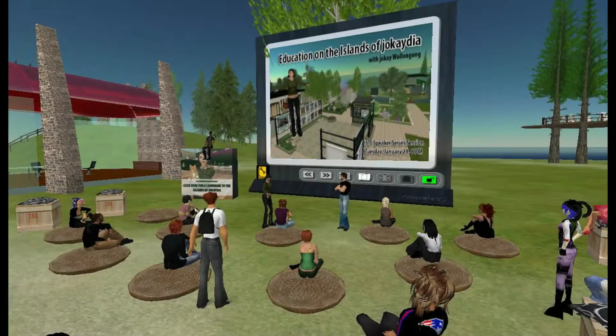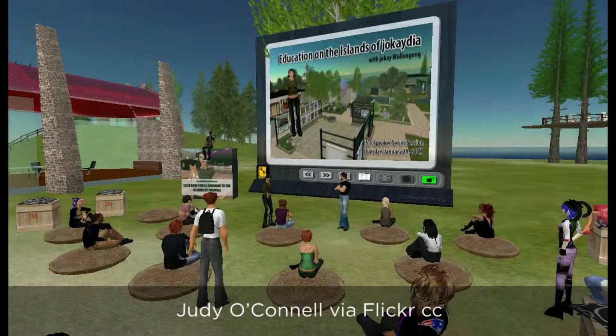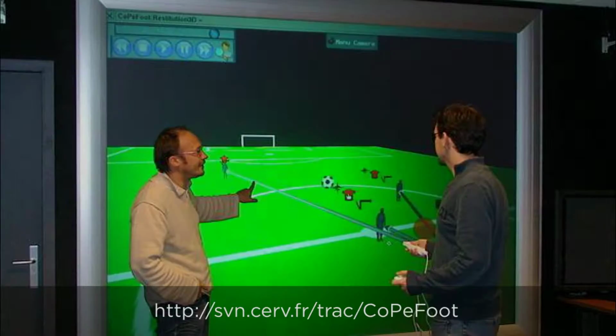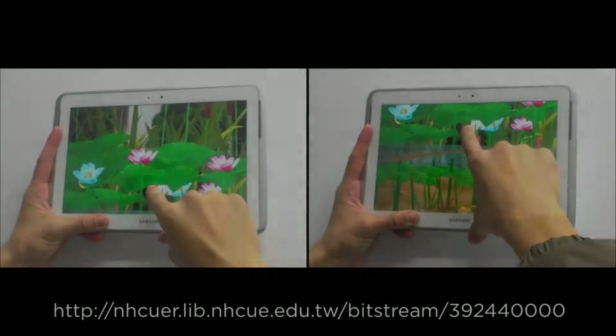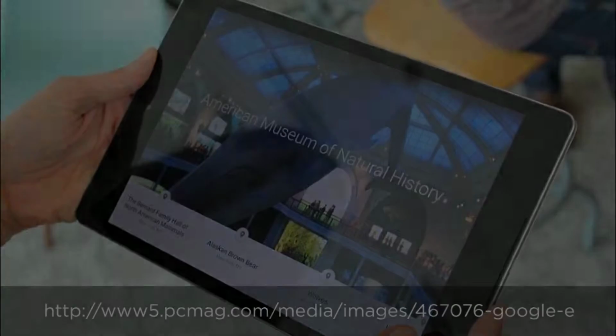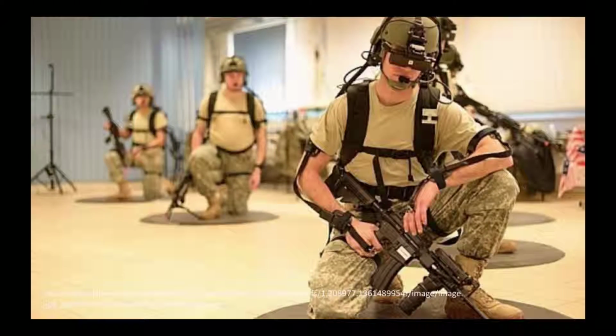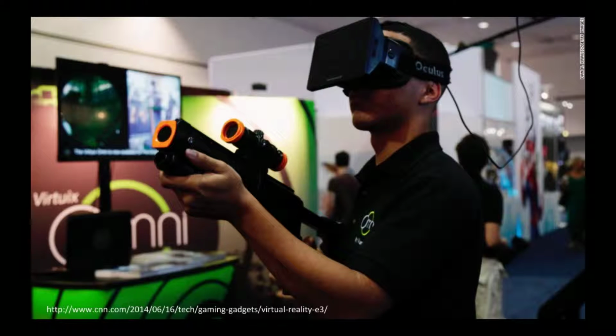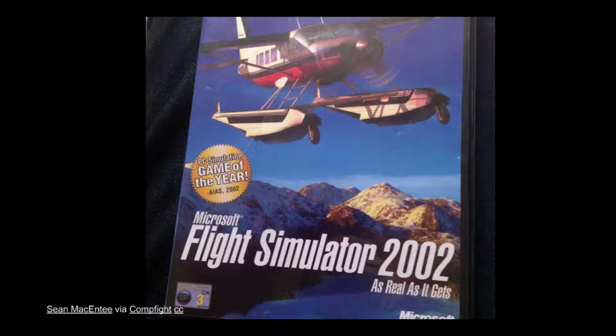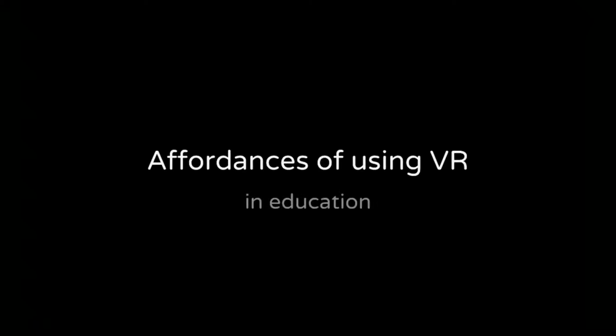In today's classroom, virtual reality looks like this. Virtual reality has been used successfully in a variety of other domains, such as engineering, military, medical, entertainment, and aviation. More recently, educators and instructional designers have turned to virtual reality to increase student engagement and provide students with access to places that would otherwise be outside of their reach.